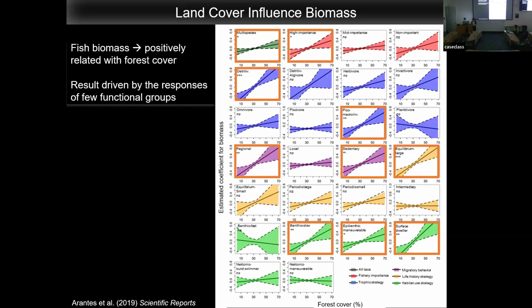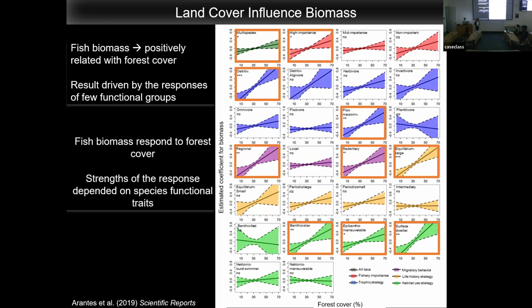And these results were driven by the responses of a few functional groups. So the biomass of these functional groups that I'm highlighting in the panel were positively associated with forest, including the detritivores and equilibrium strategists, and the other functional groups that are not highlighted. The biomass was slightly associated with forest, but these relations were not significant. And some had really neutral relations. So what does that mean?